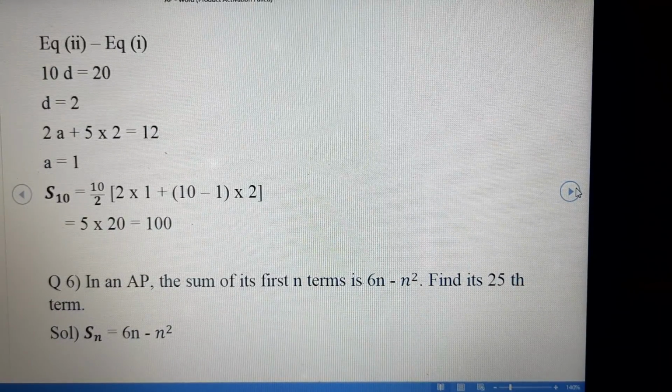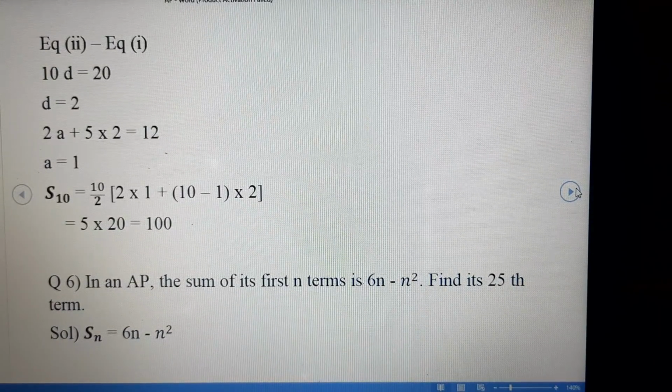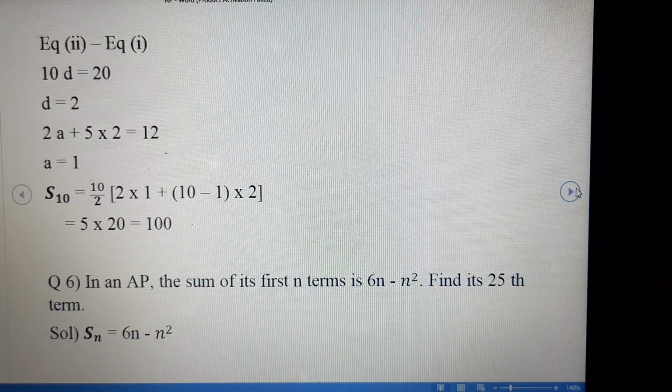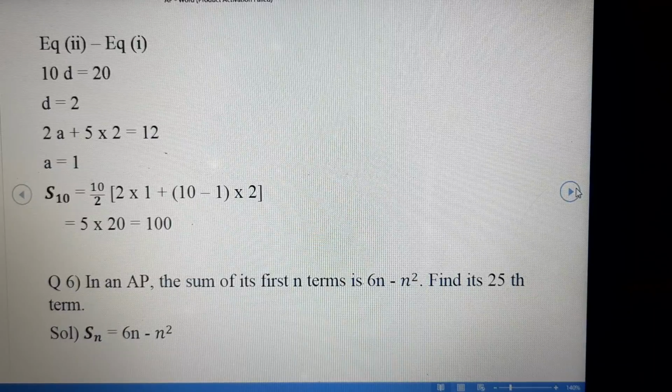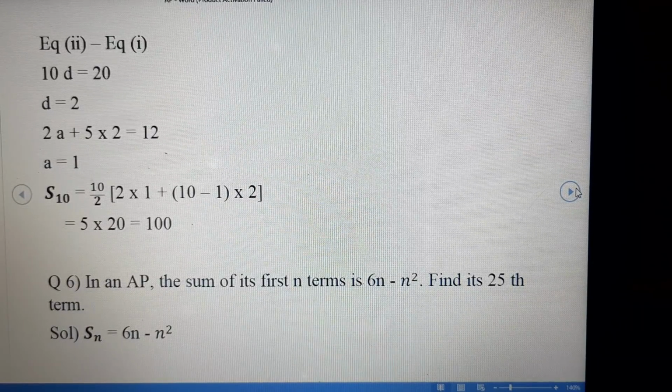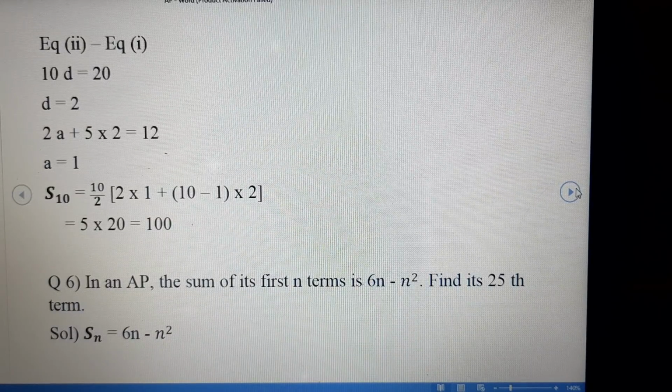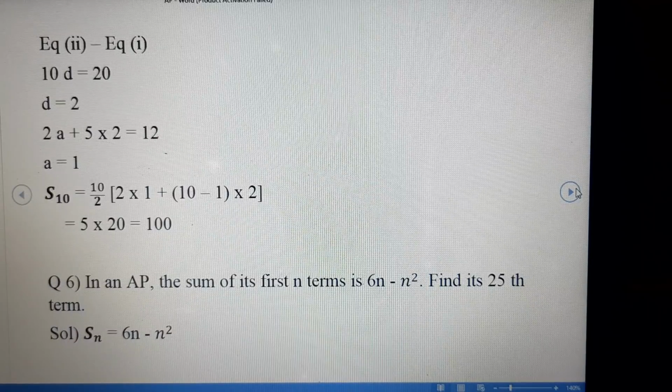So basically they have given sum of first 6 terms and sum of first 16 terms. We have applied the formula S6 and S16. We got two linear equations. We solved them by elimination method. We got the value of d and we substituted in one of the equations to get the value of a.